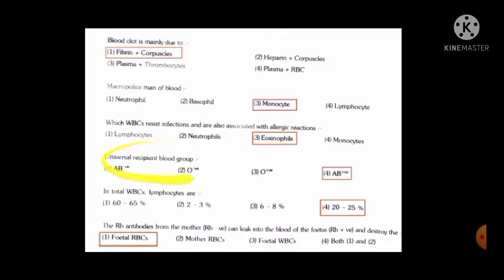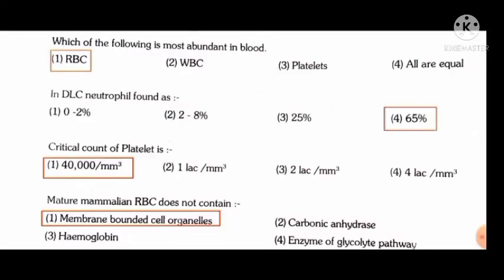Universal recipient blood group is AB positive. In total WBC, leukocytes are 20 to 25 percent. Rh antibody from an Rh negative mother can leak into the blood of an Rh positive fetus and destroy the fetal RBCs, which leads to the death of the fetus.